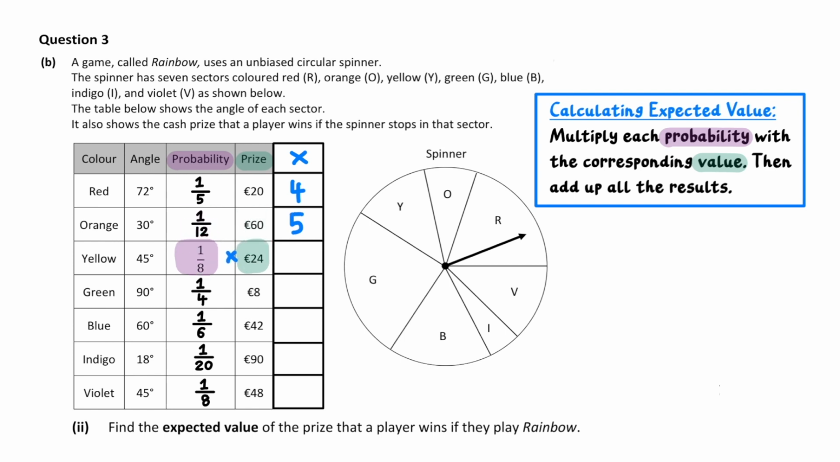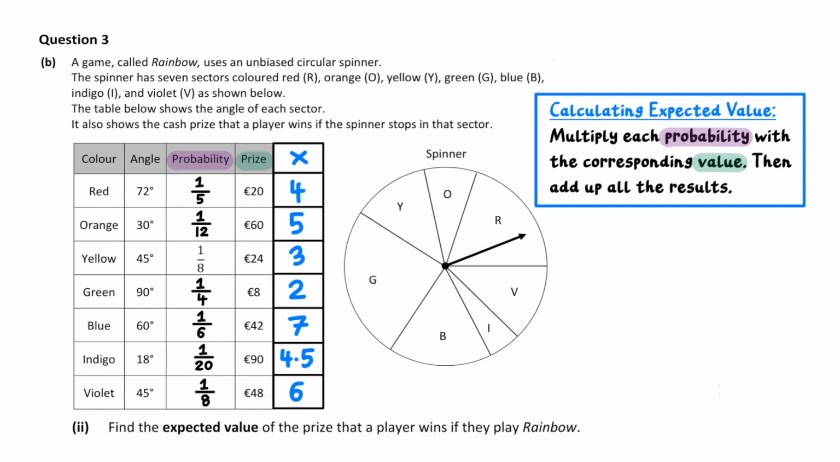For yellow, we get 1 over 8 times 24, which is 3. For green, we get 1 over 4 times 8, which is 2. Blue gives us 1 over 6 times 42, which is 7. Indigo gives us 1 over 20 times 90, which is 4.5. And violet gives us 1 over 8 times 48, which is 6.